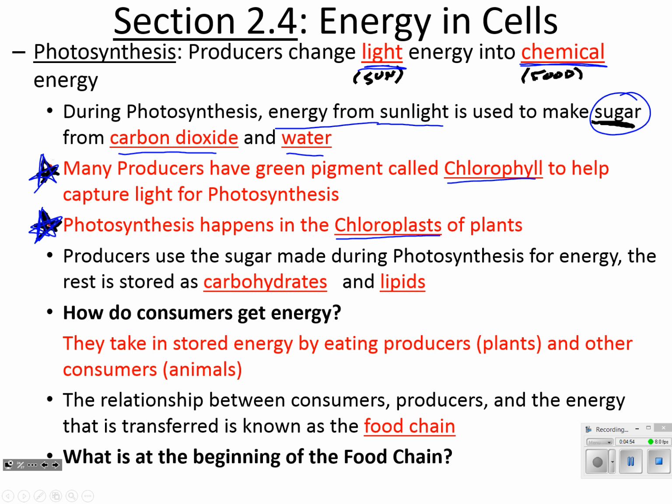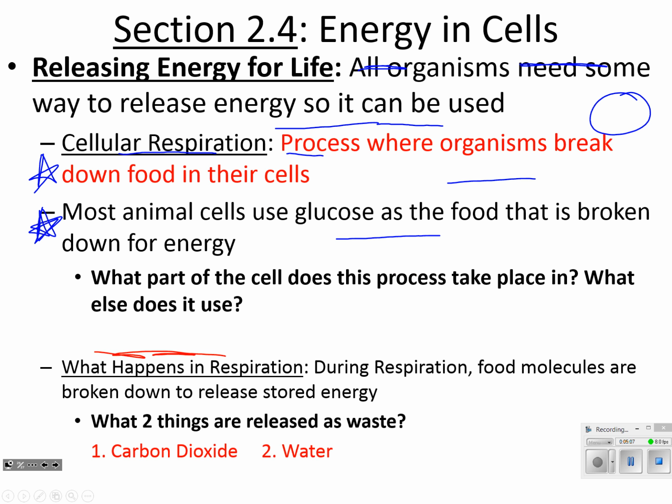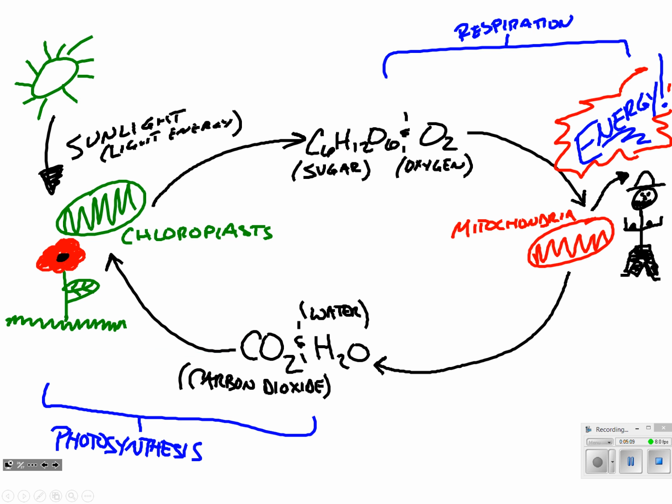Now, there's a big diagram that we need to draw that shows the process of photosynthesis and respiration. So let's go ahead and start drawing that. We're going to start out with the photosynthesis process here. Photosynthesis happens in plants, so we have a nice little flower that's drawn here.